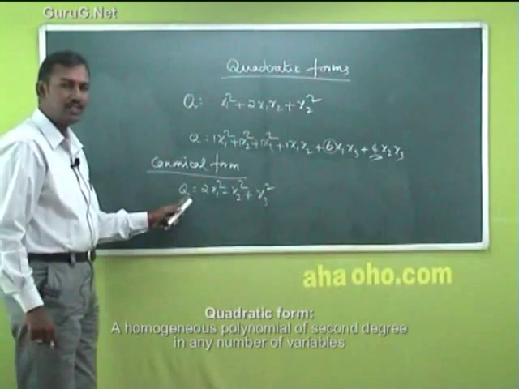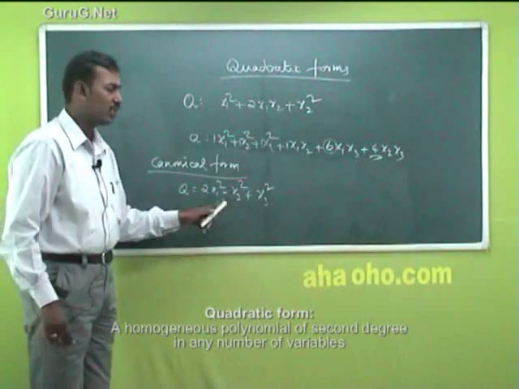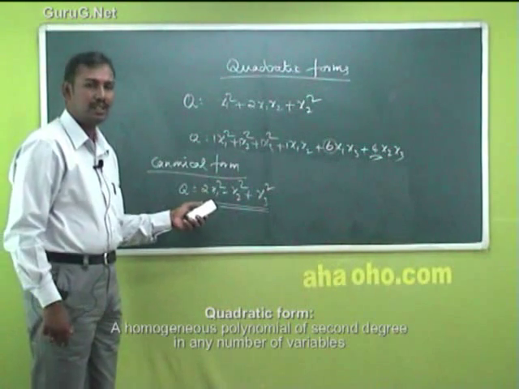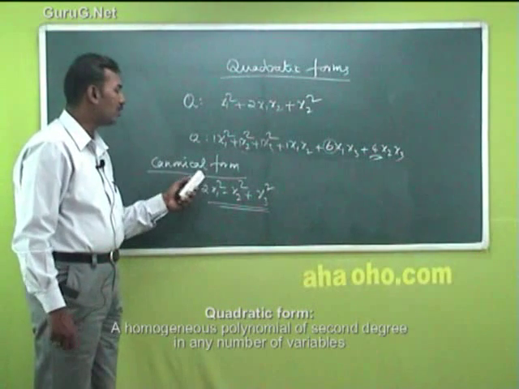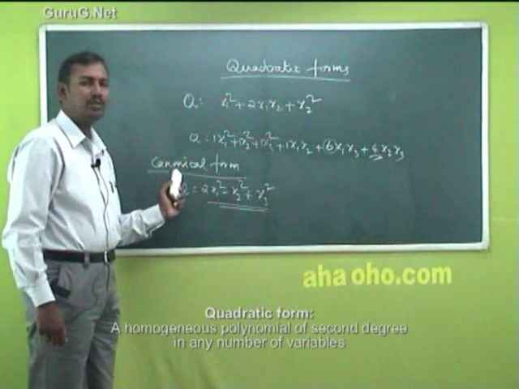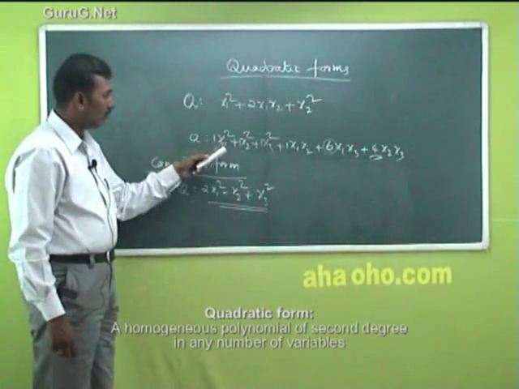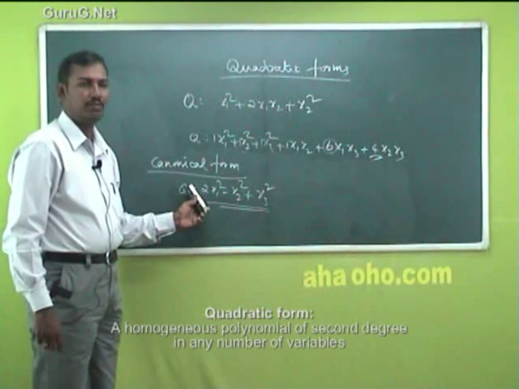The quadratic form consists of only power terms, that is x1 squared, x2 squared. Whenever the quadratic form is given like this, that form is called the canonical form. How can we reduce the quadratic form into canonical form? That is very important.